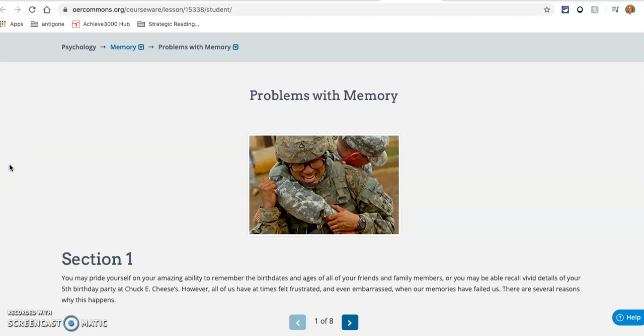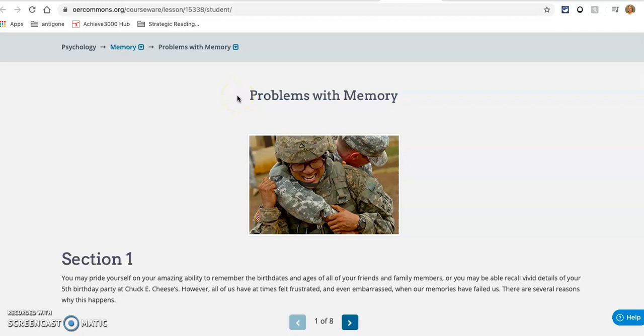So to get started, I'm not going to go in any particular order. You guys have the SIGNS strategy, where we look at subheadings and headings, we look at the intro, we look at graphics, we look at names or vocabulary in the N, and then the S is the summary or the questions at the end. So what I'm going to do is just go in order. So we're going to start at the top, and this is called Problems with Memory.